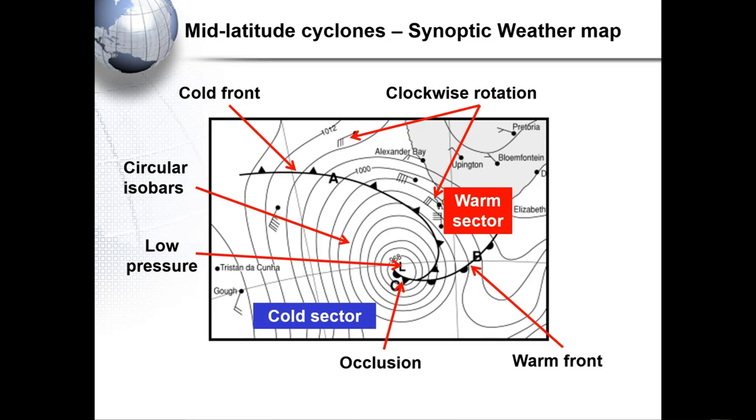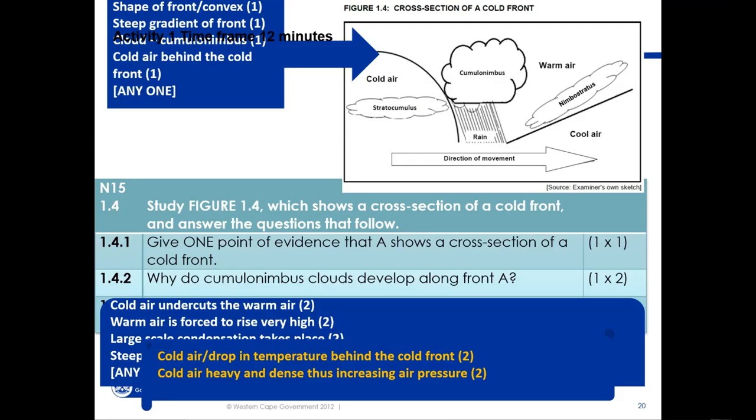In your notes, in your consolidation, there is going to be this one. There are going to be the following questions, and I want you to quickly take 5 minutes to answer this. It says you study figure 1.4, which shows the cross section of a cold front. Okay, there we go. All right, there we've got the questions.